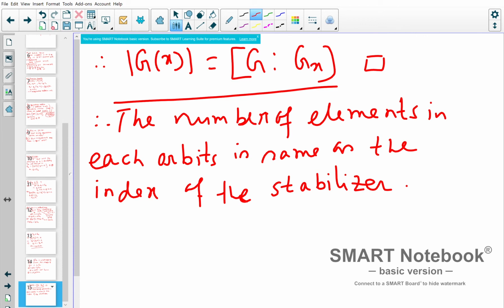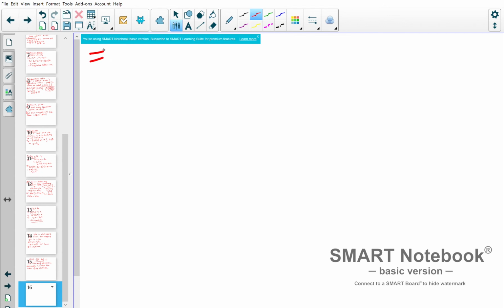Now the question is whether, if x1 and x2 are inside the set X and they are in the same orbit, their stabilizers have the same number of elements or not. That question's answer you can write down by this. So now this is just an observation.